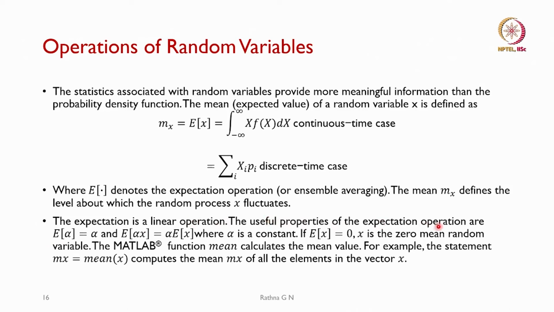The useful properties of the expectation operation are: expected value of alpha is equal to alpha, and expected value of alpha times x will be alpha into expected value of x, where alpha is a constant, as we assume. If expected value of x is equal to 0, we call x a zero mean random variable. You will be using a MATLAB function for the mean calculation: mx is equal to mean of x, which computes the mean mx of all the elements in the vector x.